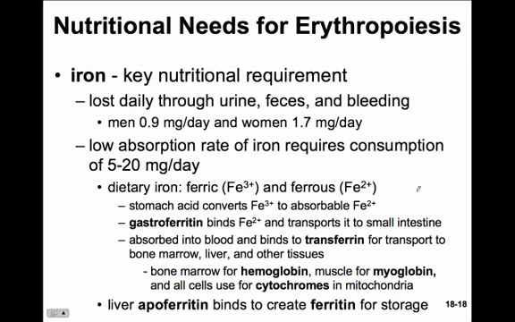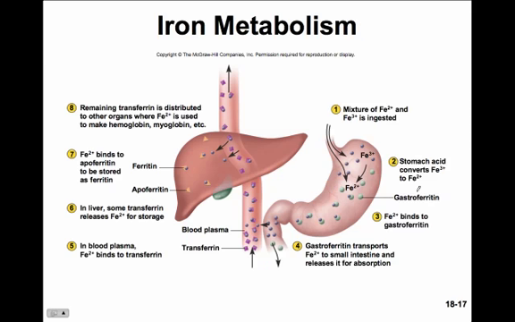Now, there's a complex series of events for iron metabolism that you can see in this figure. There's no need to memorize all the different steps here, but just be aware that it's converted into an absorbable form in the stomach and then absorbed into the blood plasma, and then some of the iron is stored in the liver, and the remaining is distributed to other organs.